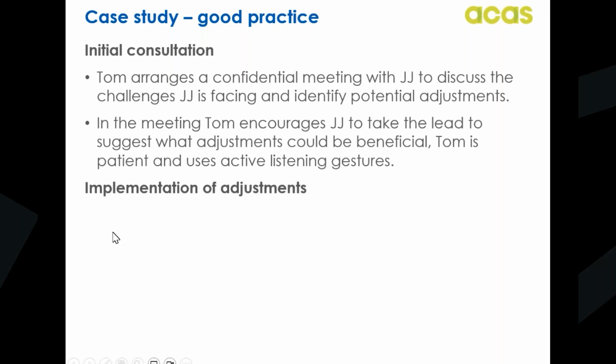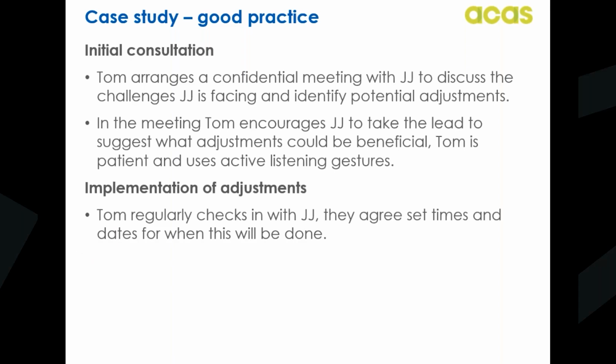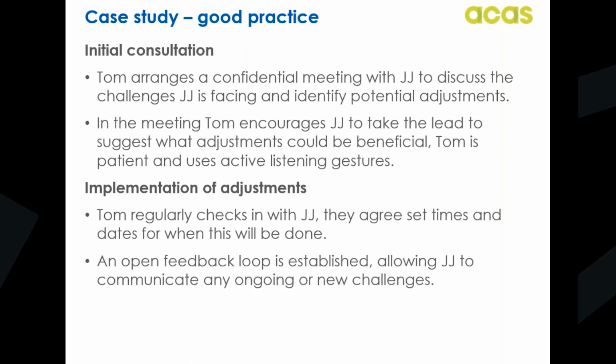So the adjustments are agreed, and during their implementation, Tom regularly checks in with JJ. They agree set times and dates for when this will be done to allow JJ structure. This regular check-in provides an open feedback loop, allowing JJ to communicate any ongoing or new challenges. This communication continues after the adjustments have been put in place to ensure they are still effective.